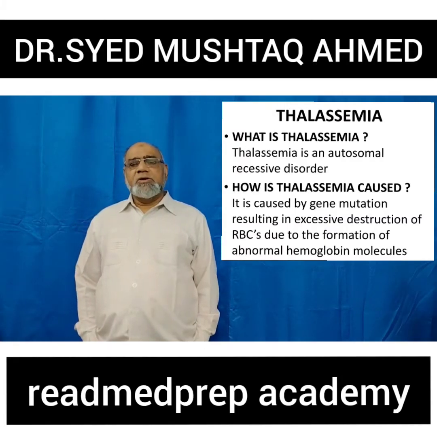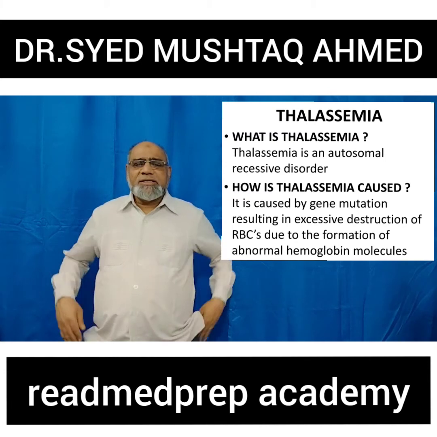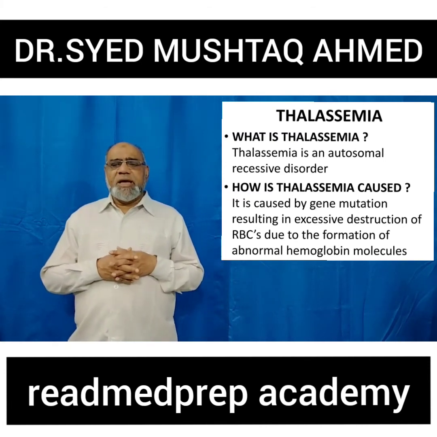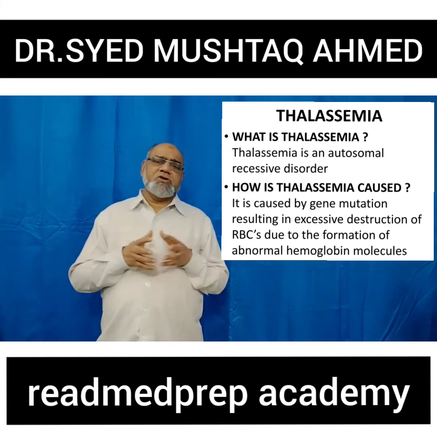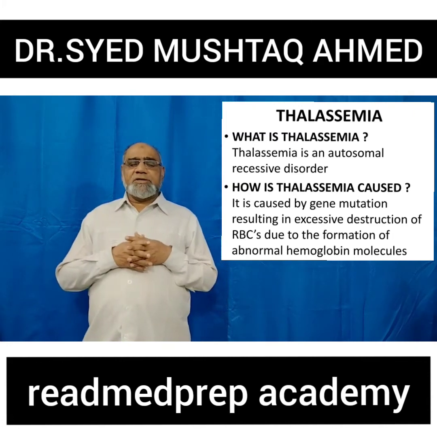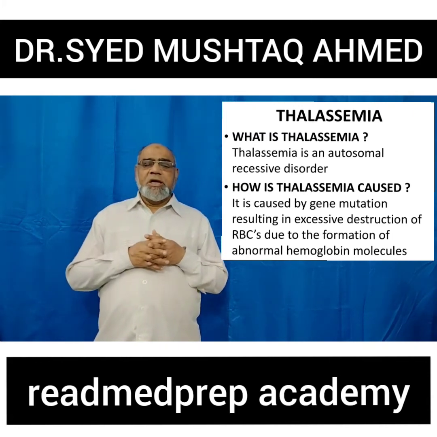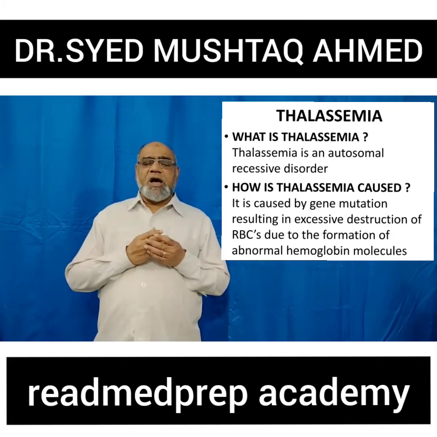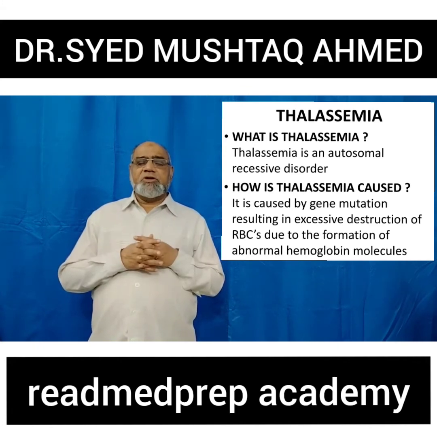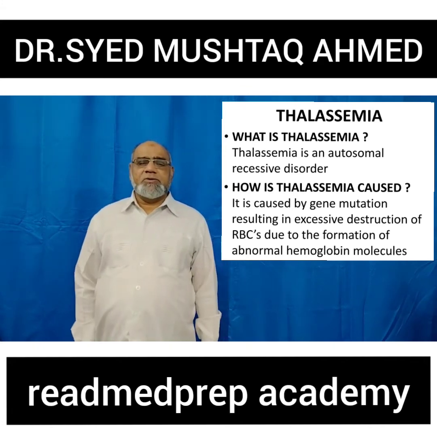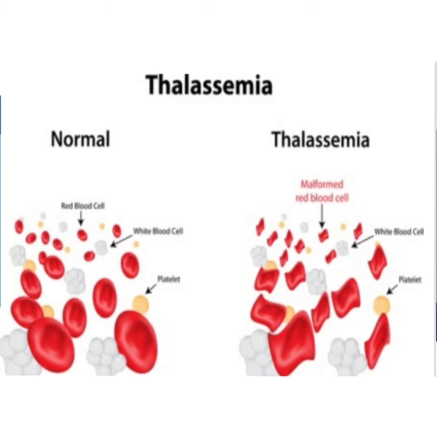Now, let us move on to thalassemia. What is thalassemia? Thalassemia is an autosomal recessive disorder. How is it caused? It is caused by a gene mutation resulting in excessive destruction of the RBCs due to the formation of abnormal hemoglobin molecules. You can see here the normal red blood cells and the cells which are malformed because of thalassemia, where there is a disorder resulting in the abnormal formation of the globin chains.